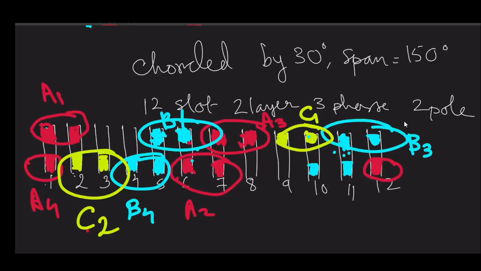Then obviously that C3 should be 180 degrees from the C1. Like if it is 9, so the other C3 should be 9 plus 6, that is exactly here. And what about this, like C2, this will be here. So this forms C3.